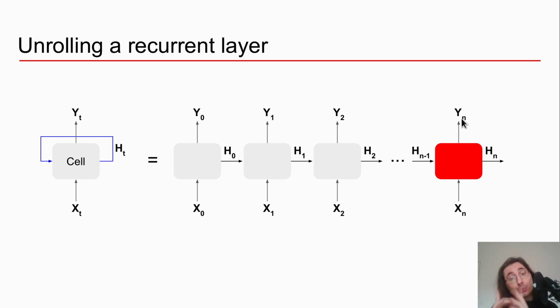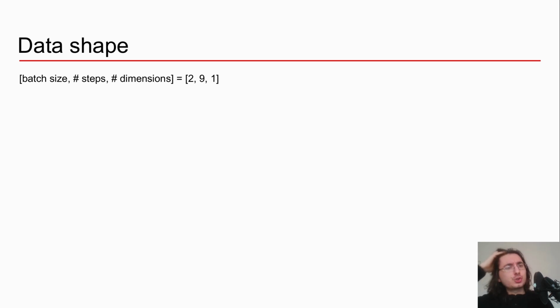Now, the thing that's really important to understand here is that at each of these time steps, we always use the very same cell. So we just have one cell, but we use it recursively. And this is the whole point of calling this network recurrent, right? Because we are recursively using the very same cell time and again to process new information in a sequential way.